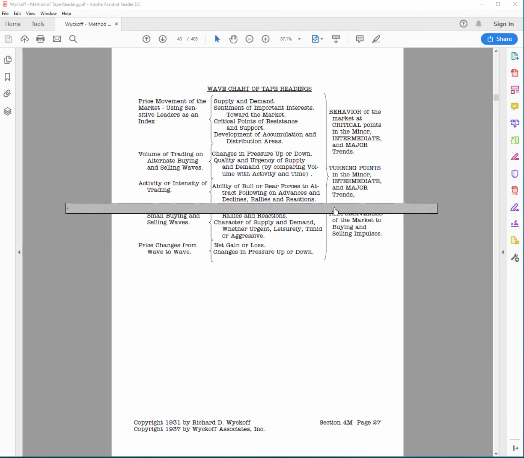The turning points, how to catch the turning points. I'll go into this entire topic later on.